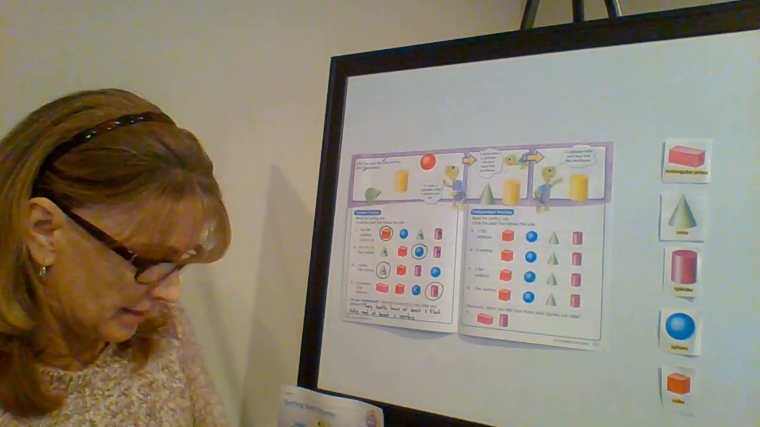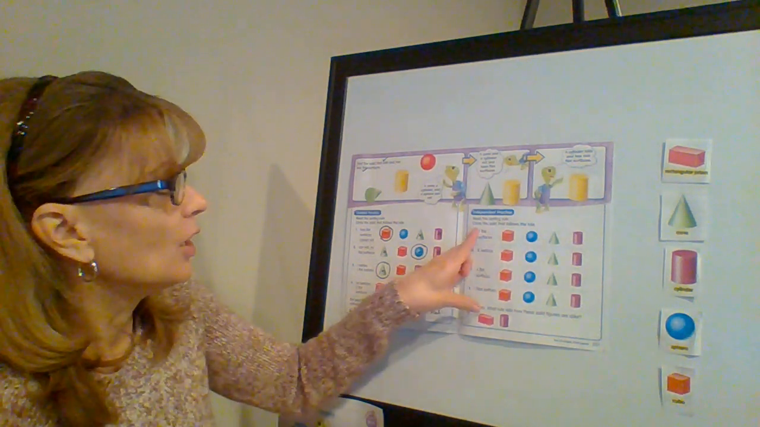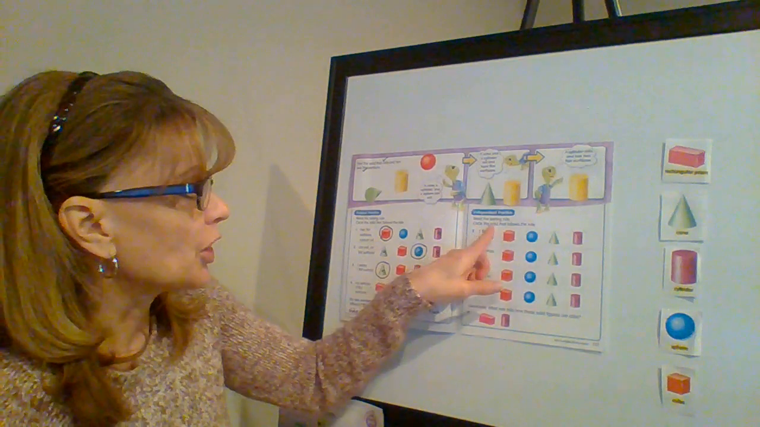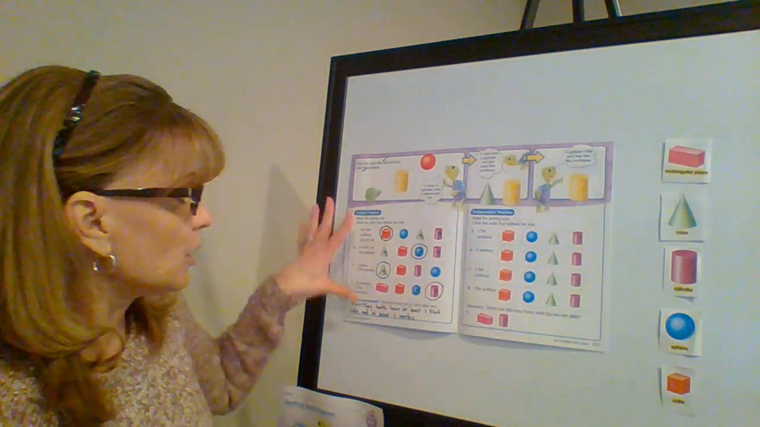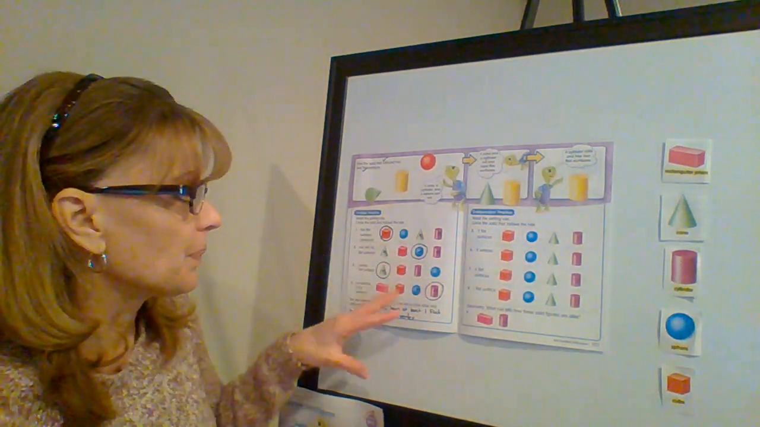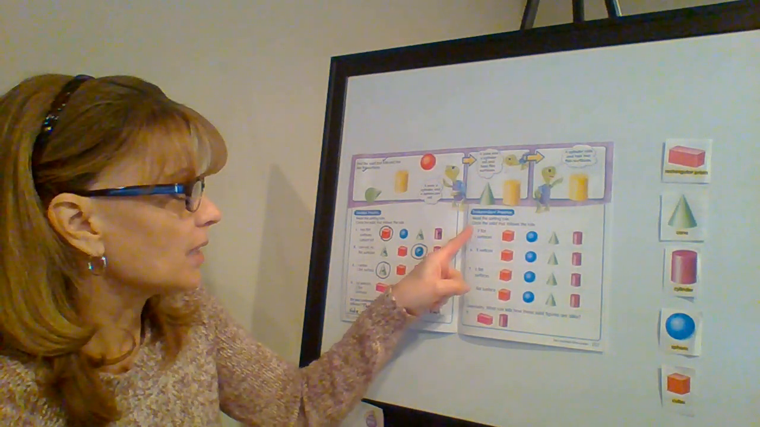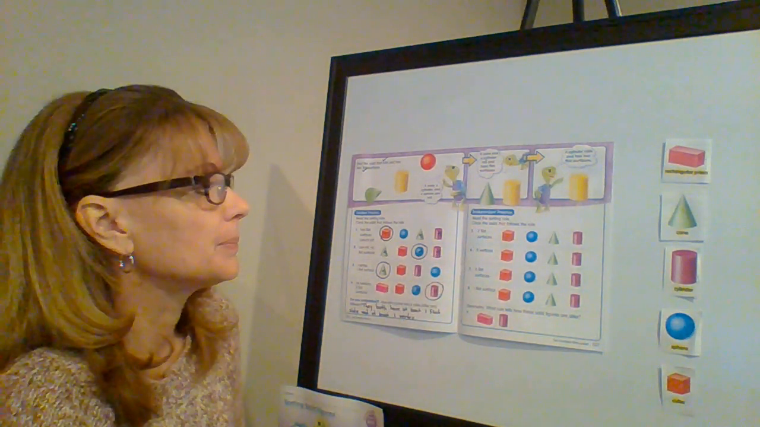Okay? Let's look at the next side. Read the sorting rule, circle the solid that follows the rule. Let's do it the same way we did over here. So the first one says two flat surfaces.